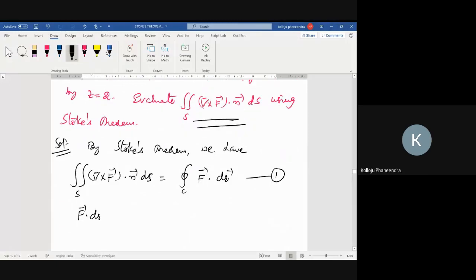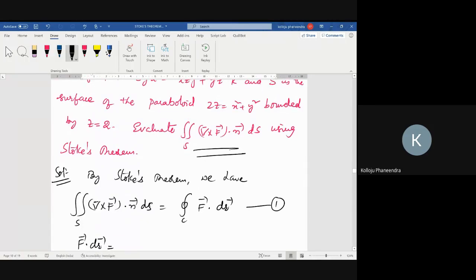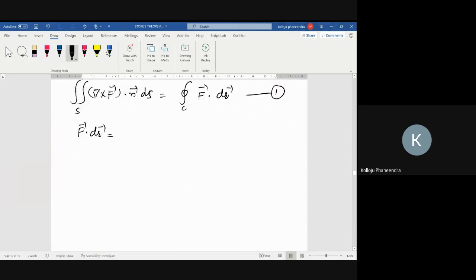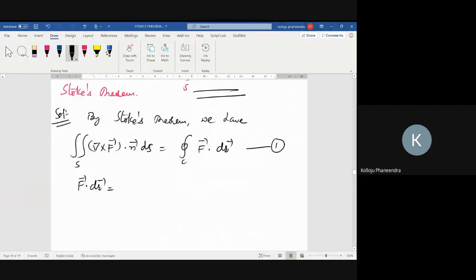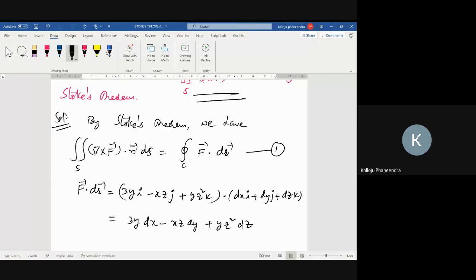F bar is given as 3yi minus xzj plus yz square k, dot dr bar, which is dx i plus dy j plus dz k. So this is 3y dx minus xz dy plus yz square dz. This is over. Now I have to calculate what the boundary C is.